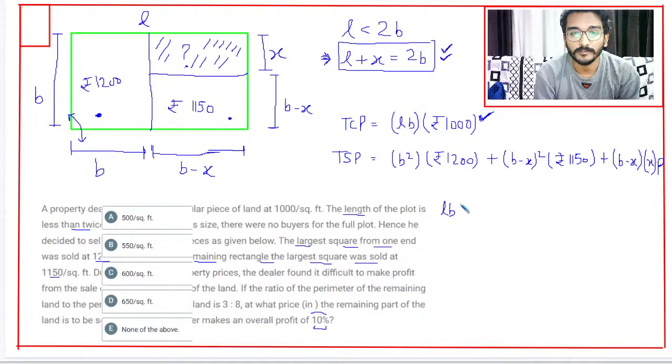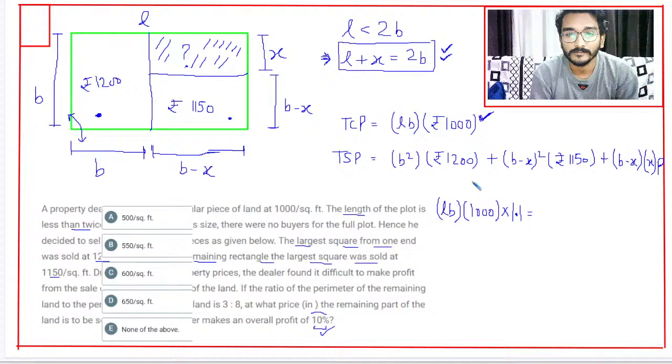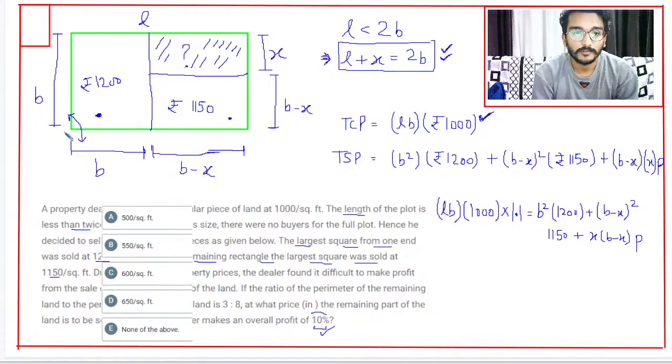So let me just write it first of all. This is length into breadth into 1000, overall area, a profit of 10%. So it would be 110% equal to b square into 1200 plus (b minus x) whole square into 1150 plus x into (b minus x) into p. So we have to solve this particular equation. Let me make some space here.